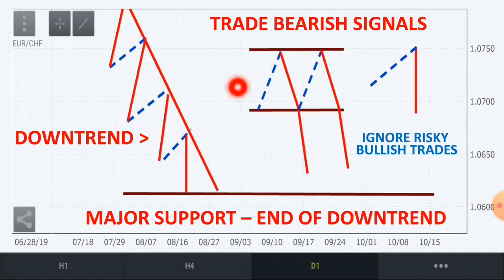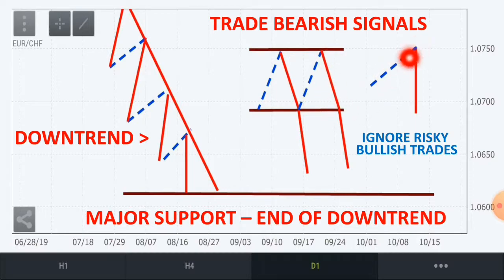So this will continue until the market reaches a major support point that will lead to the end of the trend and the possible start of an uptrend. So if the market is moving within a small consolidation setup at these areas here, we would only trade the bearish movements that take us from resistance to support and ignore these pullbacks because of the volatility that is normally associated with these movements.